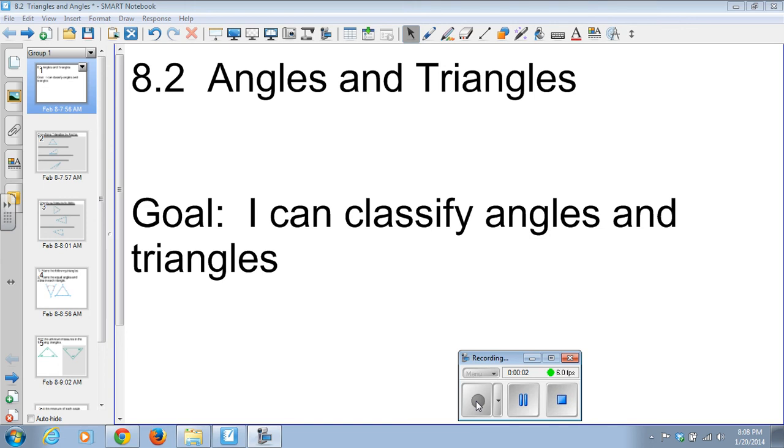Section 8.2 Angles and Triangles. Our goal today is to be able to classify angles and triangles.